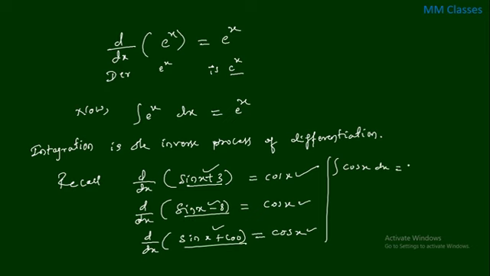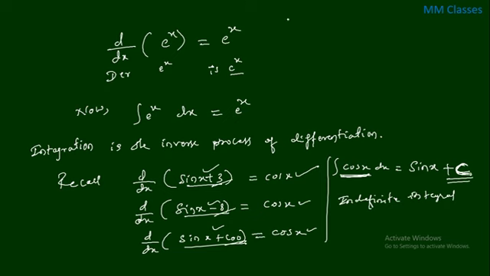So to answer this question, the antiderivative of cos x is not only sin x. You can add any number, represented by capital C, the constant of integration. In the place of C you can take 3 or minus 8 or 100, any number. When we put the constant of integration, this integral is called an indefinite integral.